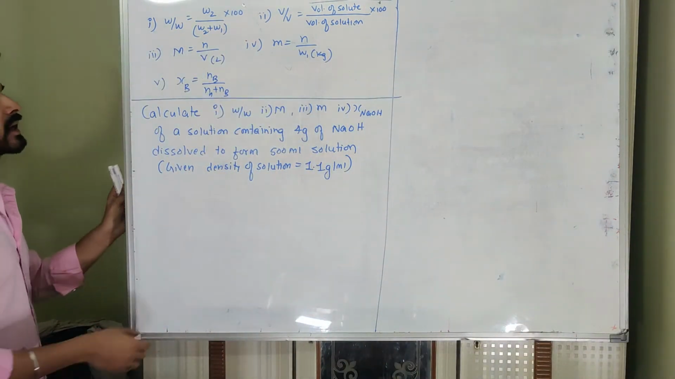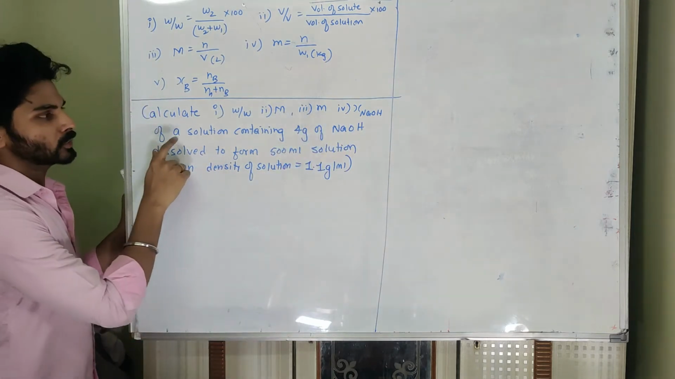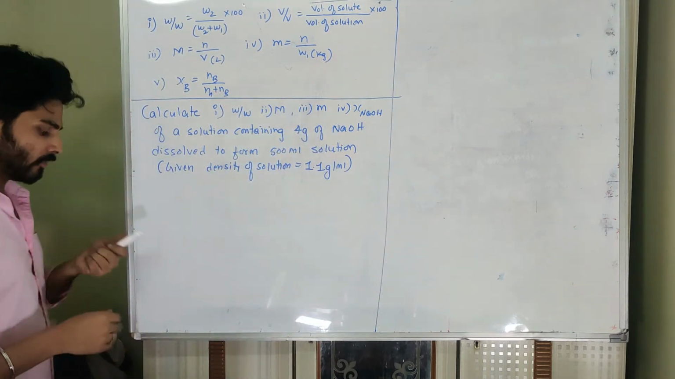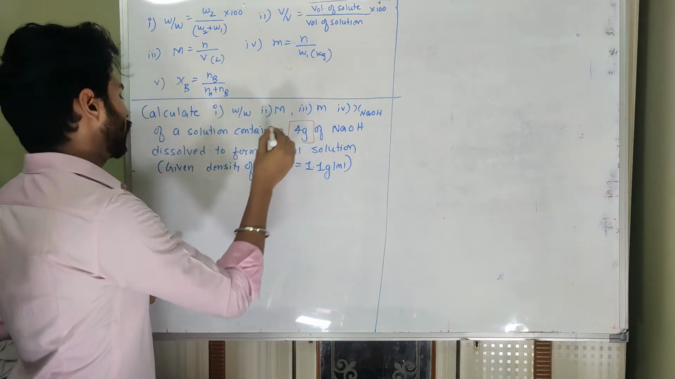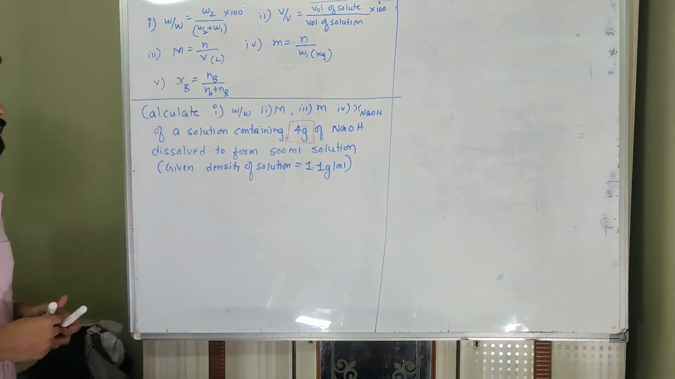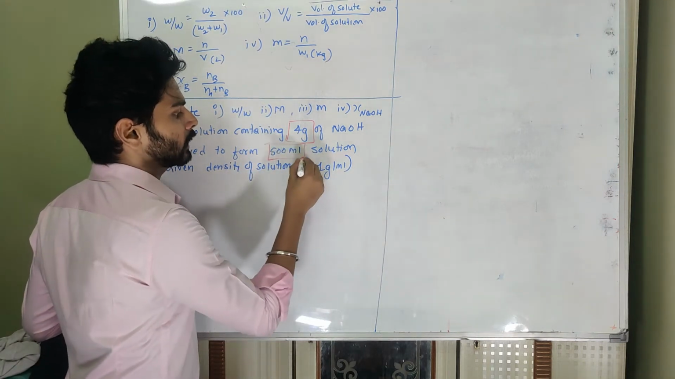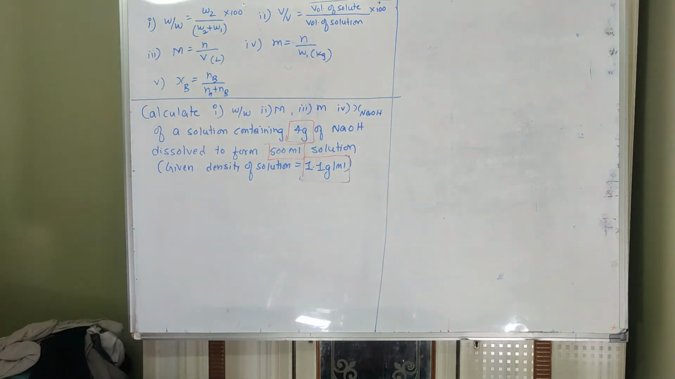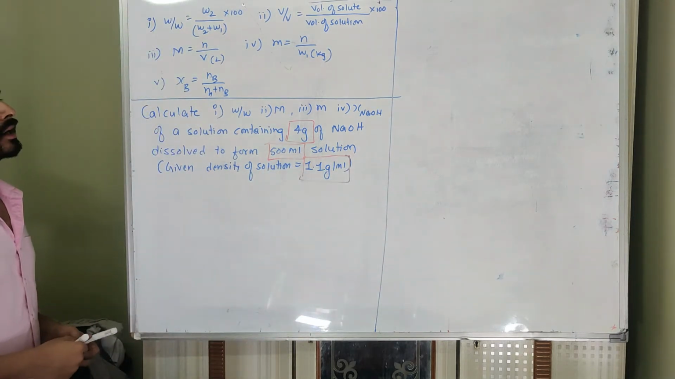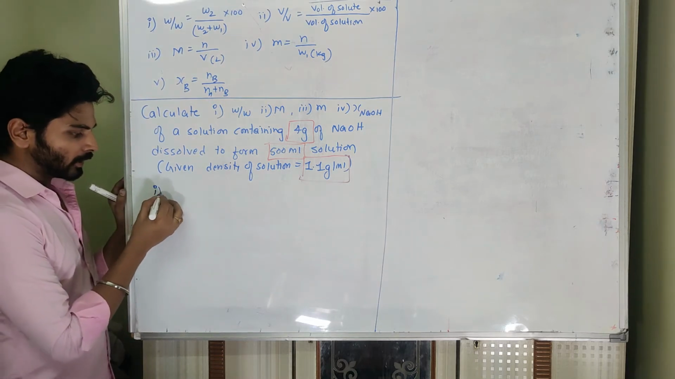It is saying that calculate mass percent, molarity, molality, mole fraction of a solution containing 4 gram of NaOH. So 4 gram of NaOH is given and dissolved to form 500 ml of solution. So given that density is 1.1 gram per ml. So there are 3 data given to us. So let us solve one by one.